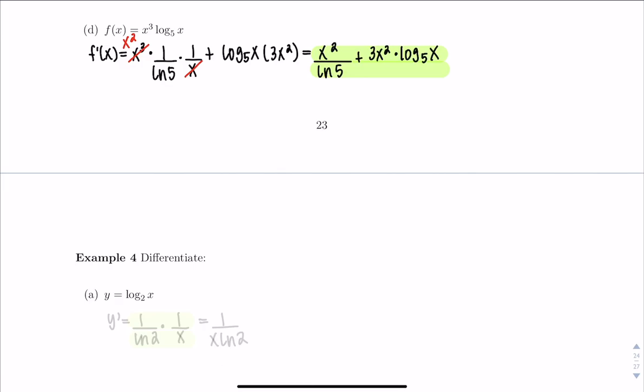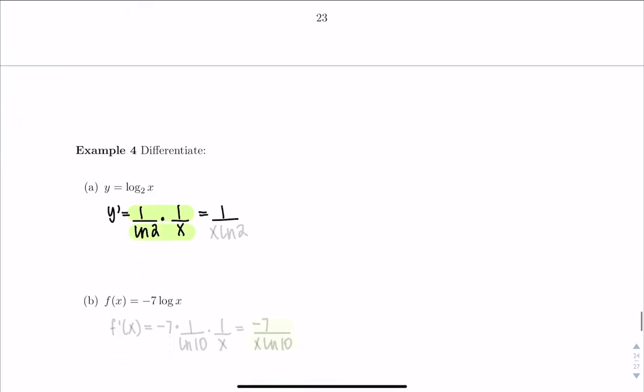Let's go ahead and try example number 4. Very similar. So y prime is going to become 1 over ln of the base, or ln of 2, times 1 over whatever we're plugging in, which in this case is x. And so we can simplify that to be 1 over x ln of 2.